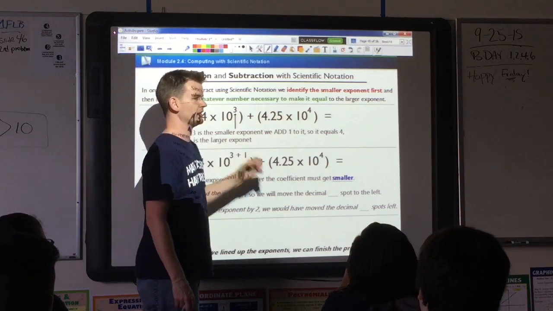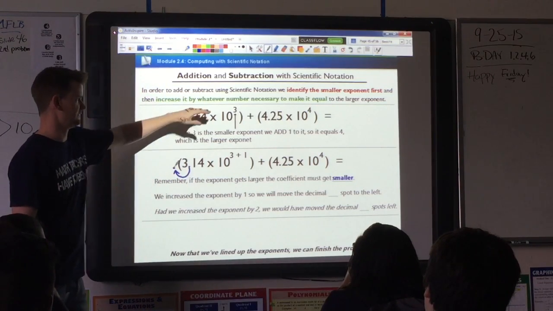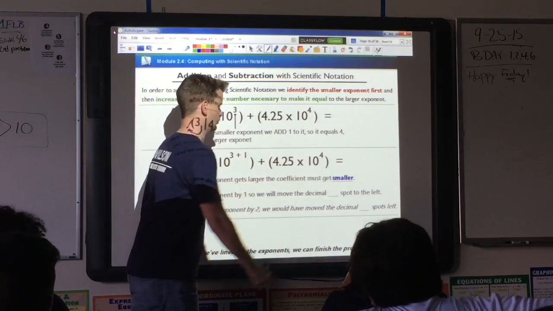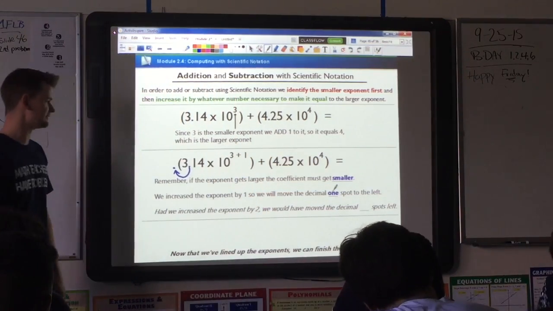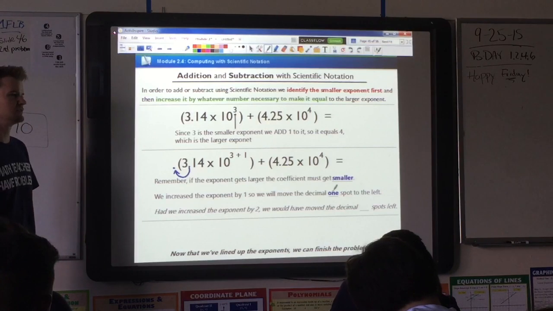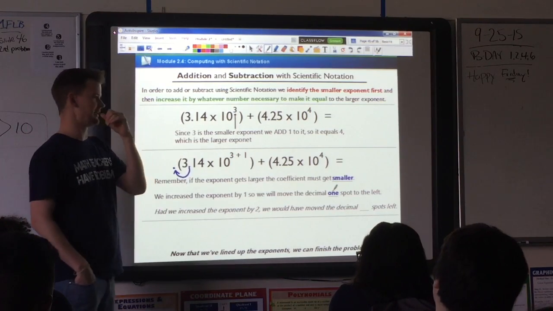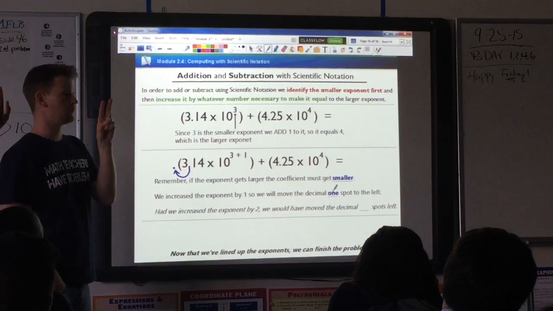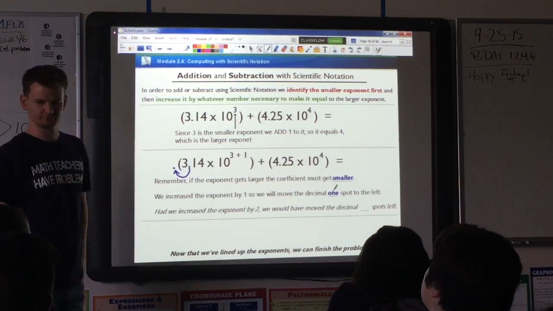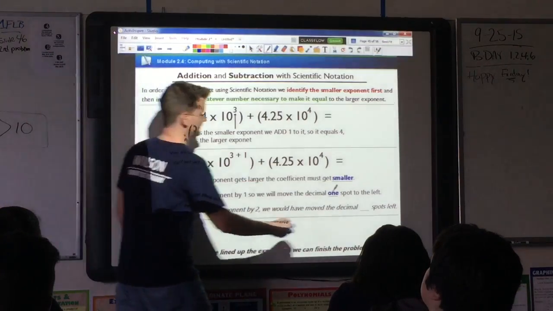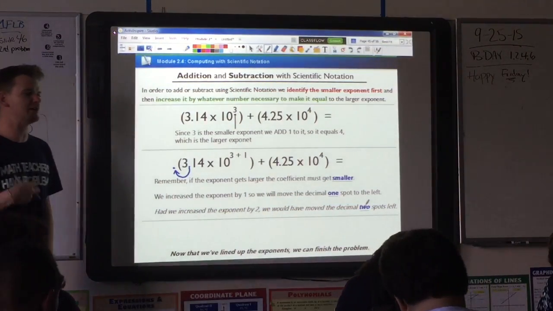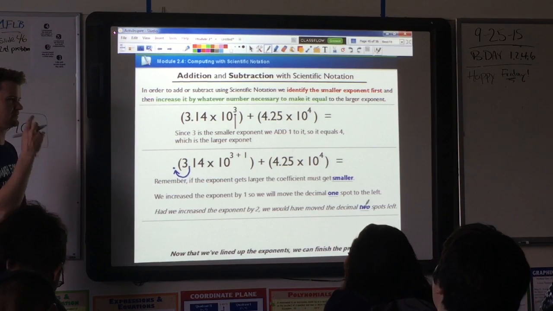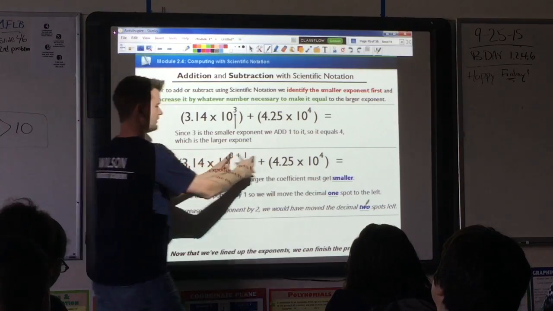If that's a 3 and that's a 4, they both have to be 4s. Identify the smaller one, do whatever you have to do to make that smaller one equal the larger one. So we move the decimal 1 spot to the left because we added 1 to the exponent. What if we had moved the decimal 2 spots to the left? What would we have added to the exponent? It would become 5. We don't want it to be 5. We want it to be 4. Whenever we add 1 to the exponent, that means we're going to be moving it 1 spot to the left. So this is going to be a 4. This is going to be a 4.